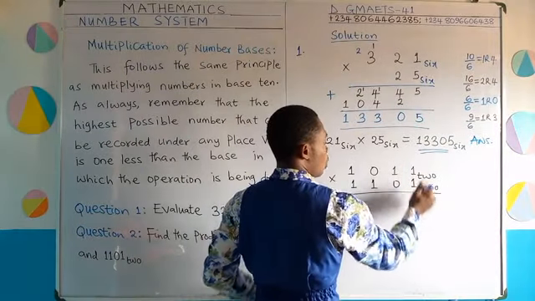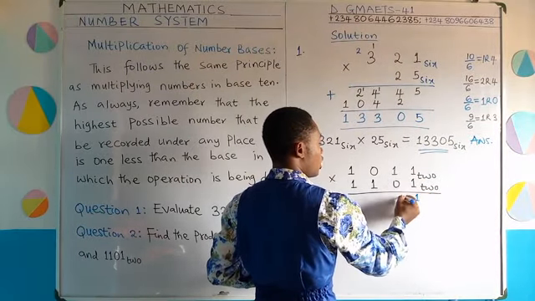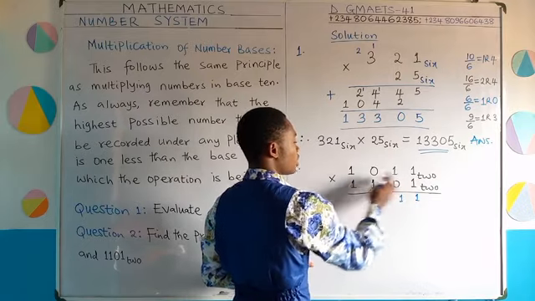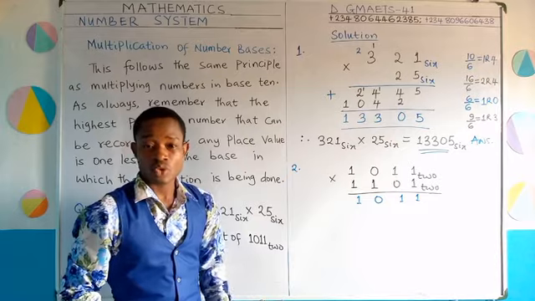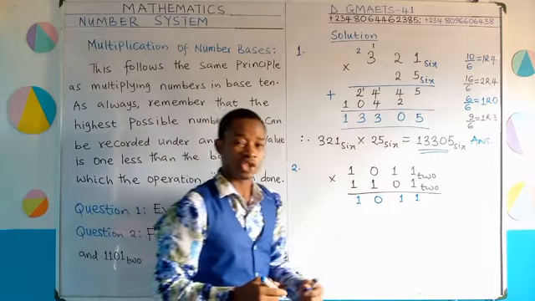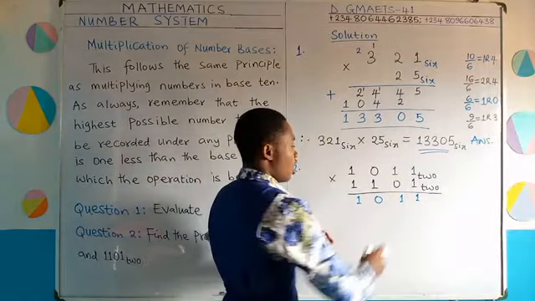Okay, so let's go. 1 times 1 is 1. So I record 1. 1 times 1 is still 1. I record 1. 1 times 0 is 0. 1 times 1 is 1. You can record 1 and 0 when calculating in base 2. But you cannot record 2 or a number above 2 if the base is base 2. Alright, we'll move on to the second one.